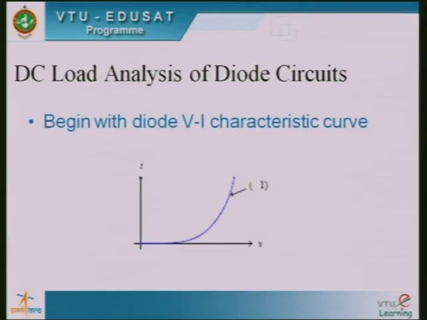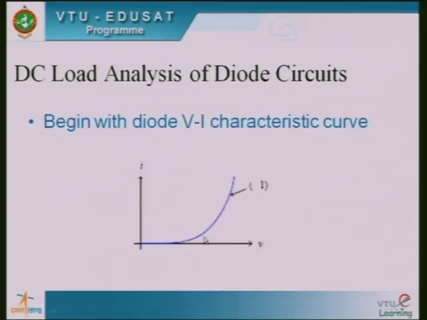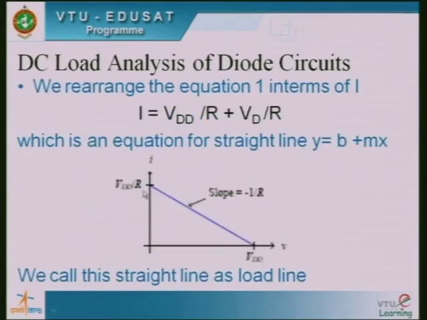Friends, the first step is that you need to begin with the diode VI characteristic curve. You can see that this is V along the x axis, and we have I along the y axis, and there is a non-linear relation between V and I, represented by equation 2 there. Similarly, if you rearrange equation 1 in terms of I, we get I equal to VDD by R minus VD by R.